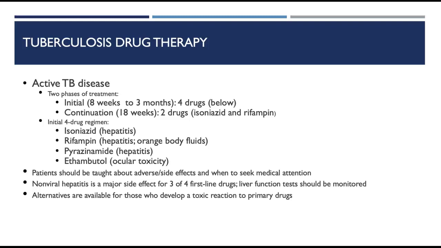Now, the 4 initial medications: isoniazid is known for potentially causing hepatitis, so we would teach that patient to not drink and be careful with acetaminophen. Rifampin also has a risk for hepatitis, and what is really notable about that is that the body fluids can turn orange, and those orange body fluids can actually stain their contacts, and their urine will be orange, but that goes away once they get off of the medication.